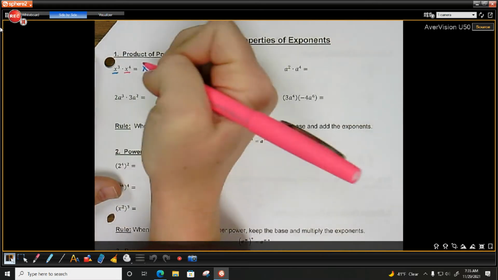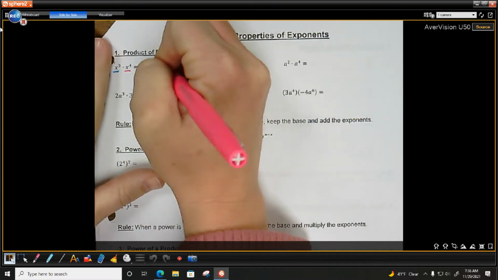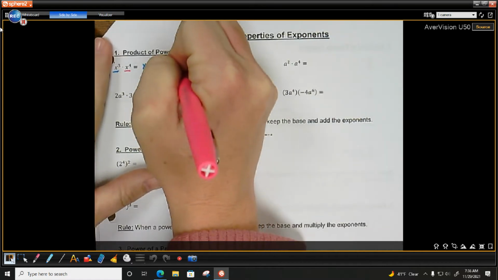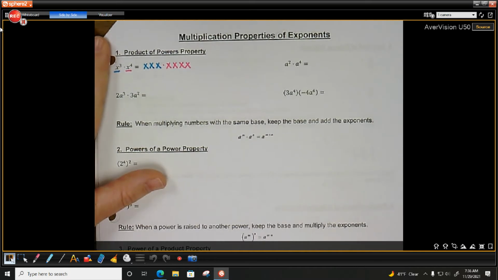Do you need another? Okay, and what does x to the fourth mean? You have 4 x's, so write it out. This is called expanding it. Okay? So we expand it to visually see. How many x's do I have in all?